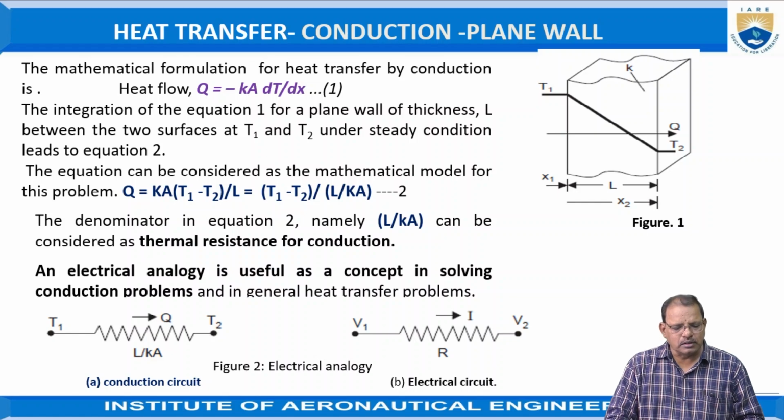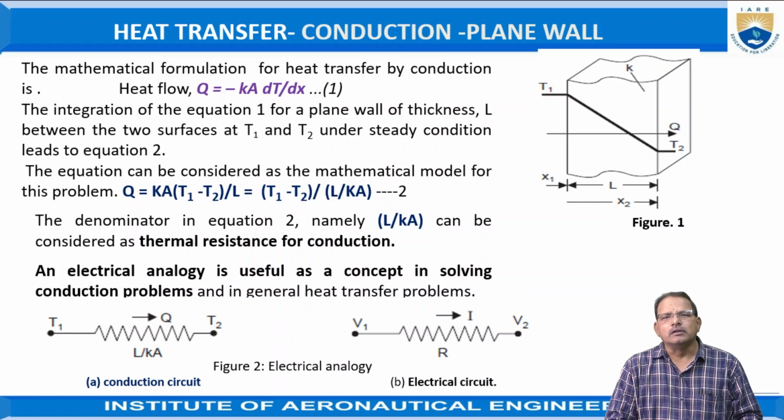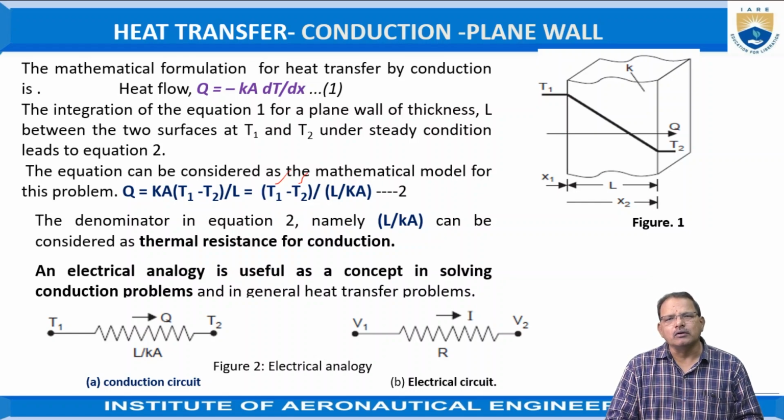The integration of equation 1 for a wall of thickness L, within the temperature range T1 and T2 under steady state conditions, can be written as Q is equal to K into (T1 minus T2) divided by L. The modified equation is (T1 minus T2) divided by (L by K A), where A is the area of the cross section, T1 is the higher temperature, T2 is the lower temperature, L is the thickness of the wall or length of the object, and K is the thermal conductivity of the material.